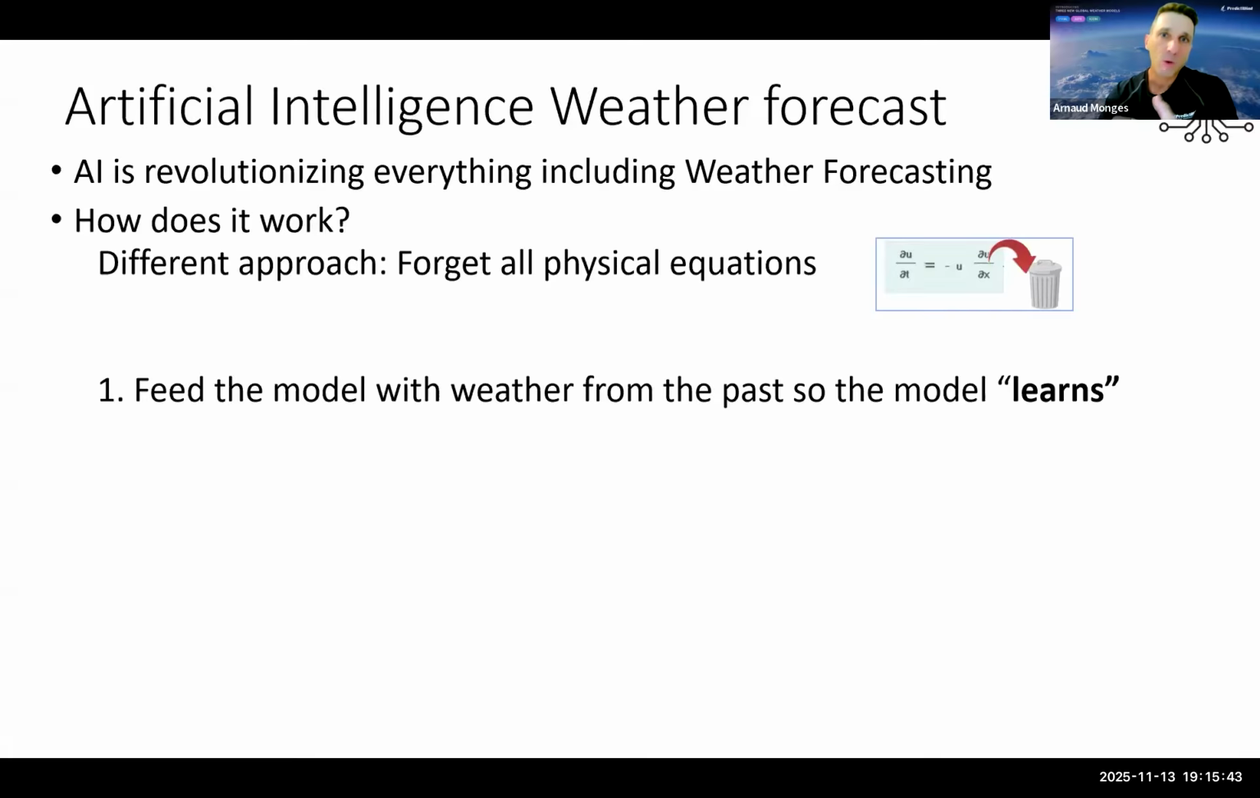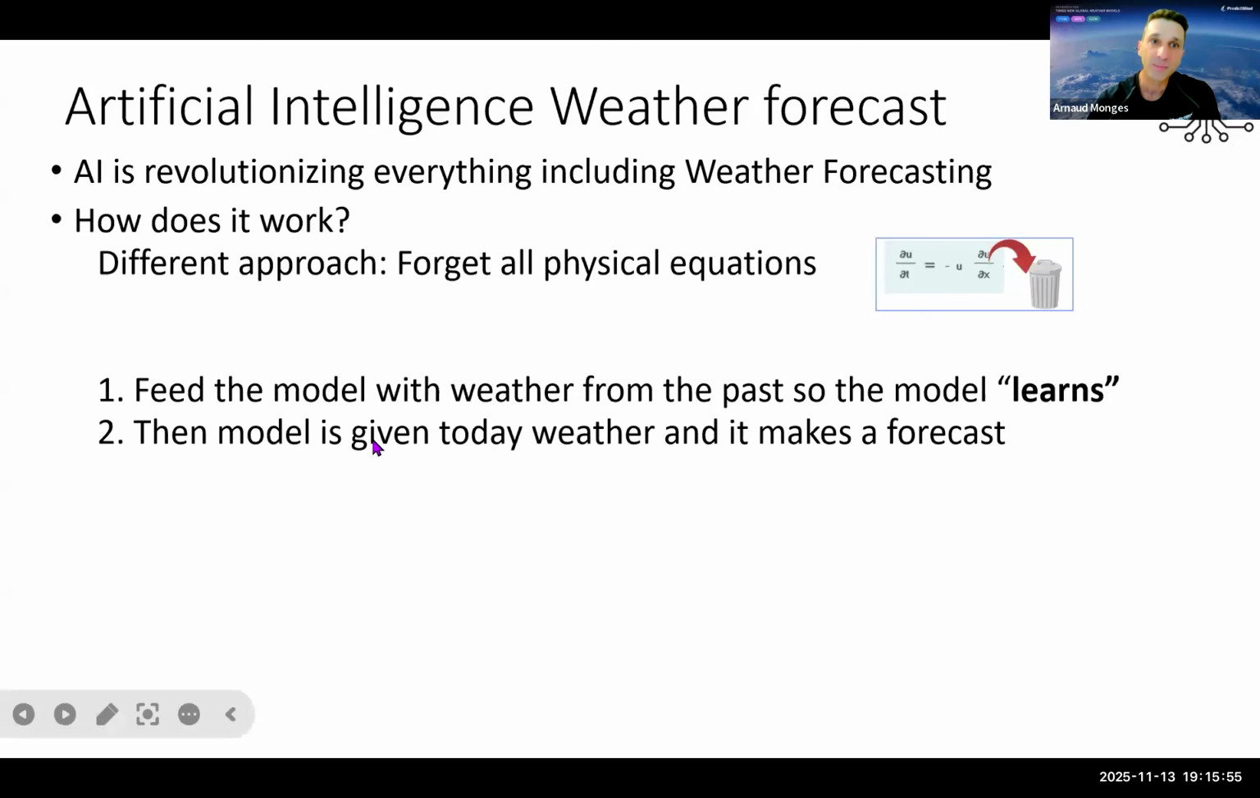The way AI weather forecasts work is two-step. First step is you need to feed the model with weather from the past, so the model can learn the weather. And step two is you give the model today's weather, and it can make the forecast. All right, so this is a theory, but what does it mean? Learn the weather from the past.